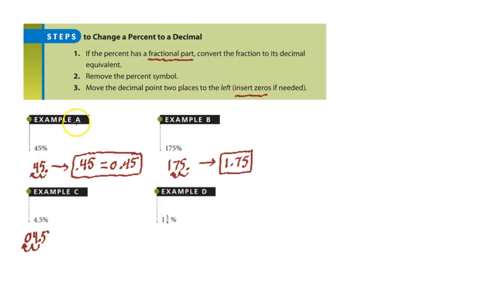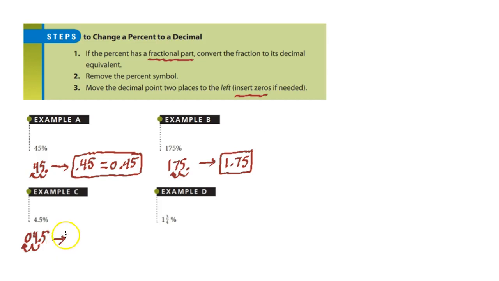We've done that for all of these. But now we have to the left. And then now we have insert zeros if needed. So this is where we insert a 0. If we're moving over something that's not there, then we have to insert a 0. If there's nothing there that we're moving the decimal over, then we have to place a 0 there.